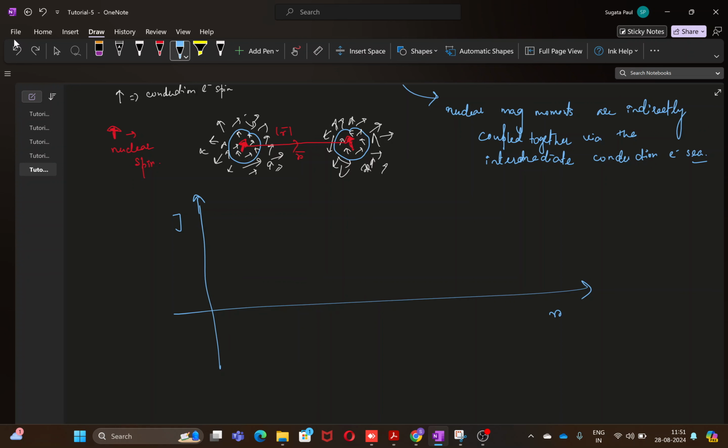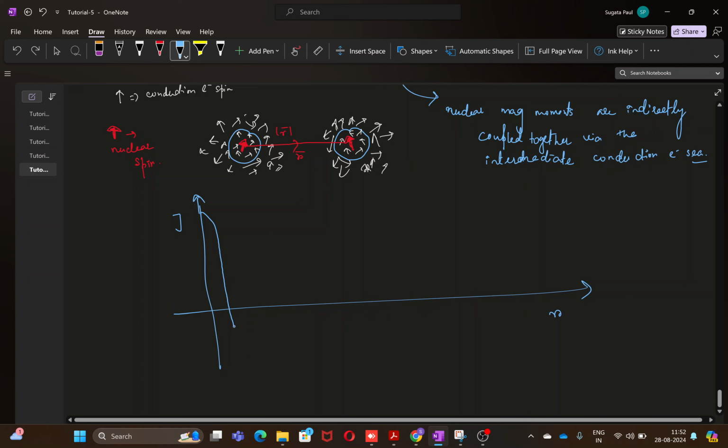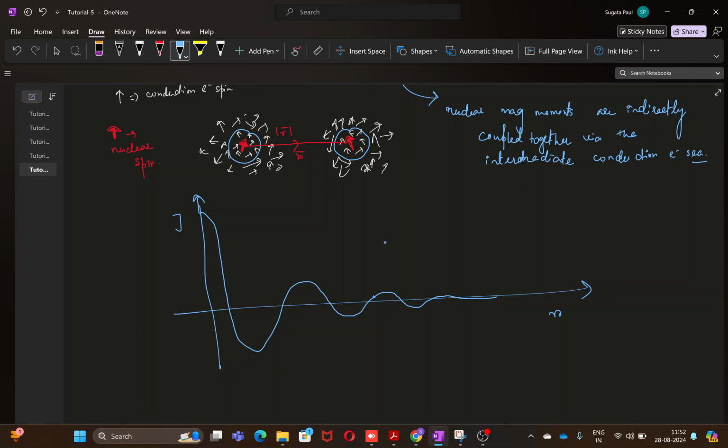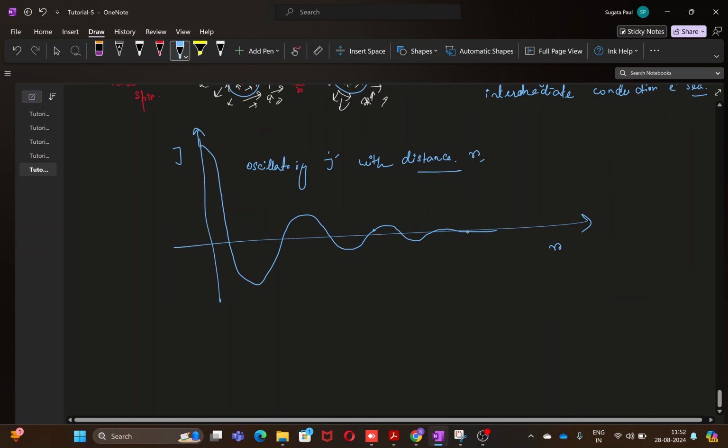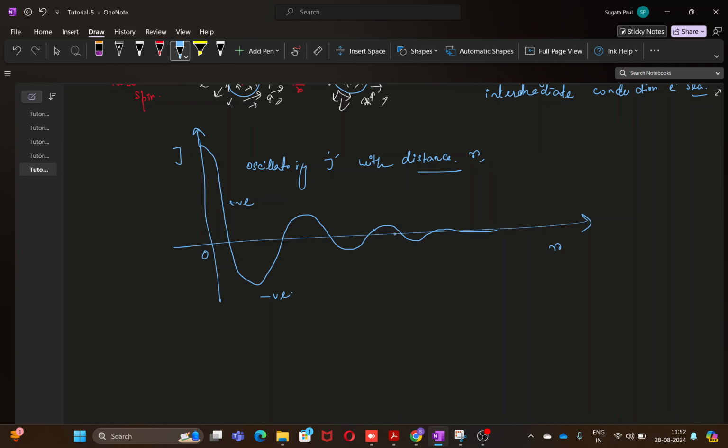Sorry, let me try it once again. And finally it saturates. So this is an oscillatory nature of J with the distance between the atoms, or the two nuclear moments. As you increase the distance, you first see that J comes from positive, then it crosses the zero line and goes to negative. This is the positive side, this is the negative side. Then after a point it again comes back to the positive side and goes to the negative side again, and this oscillating behavior continues, and for a large r maybe it becomes constant.